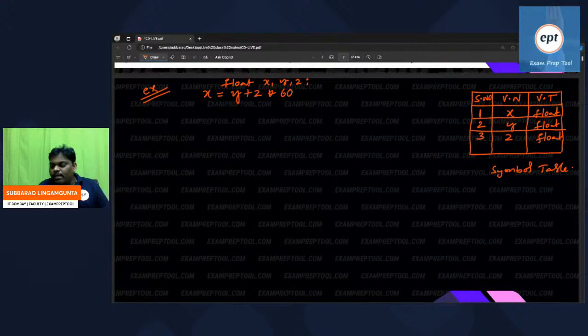Symbol table came because of declaration or not? If declaration is not there, how would I know X type is float? How would I know Y type is float? How would I know Z type is float? Because of declaration only the symbol table came. If declaration is not there, what will I store inside the symbol table?